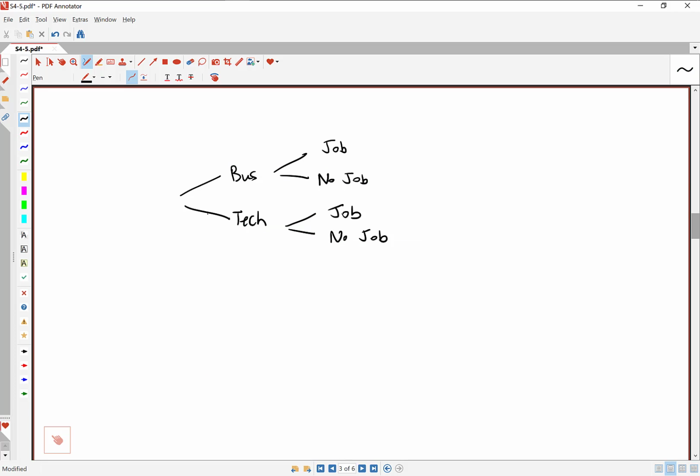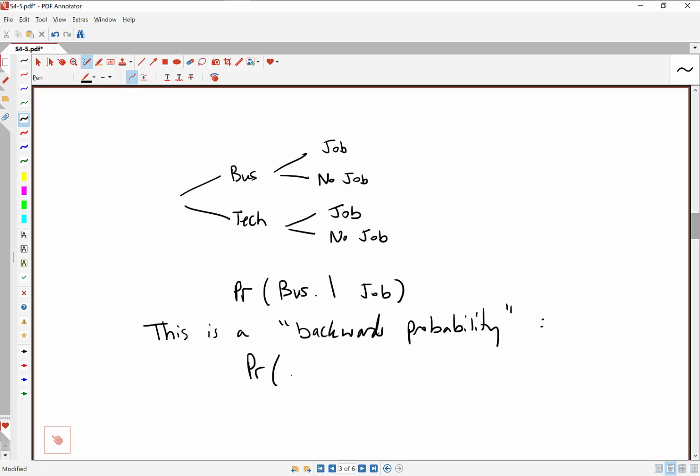So here's a clean version of the tree diagram that we were working with in that example. And let's write down the probability that we just calculated. So we calculated the probability that a student is in business given that they have a job. So this type of conditional probability is called a backwards probability because we're asking for the probability that the first event happens given that the second event happened.